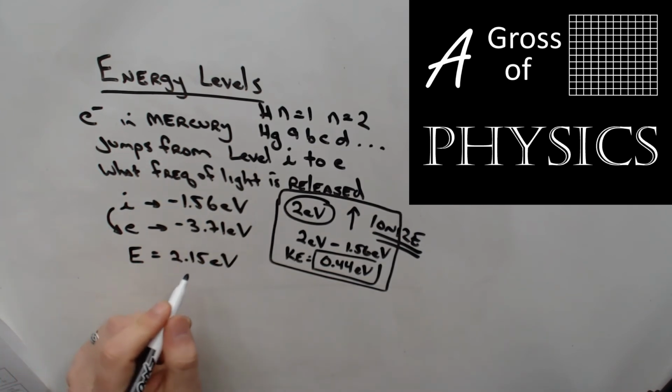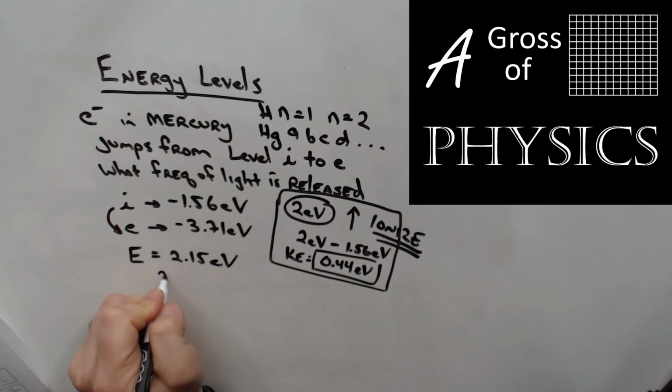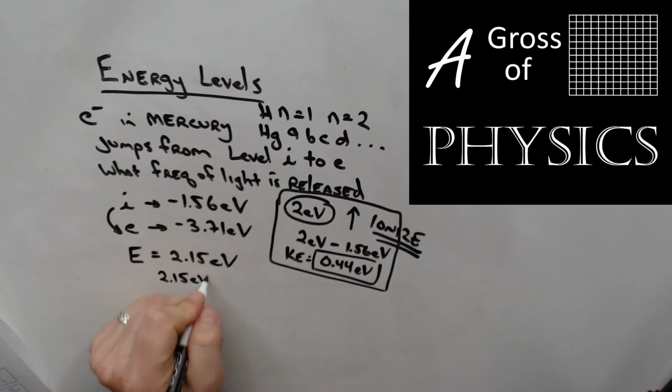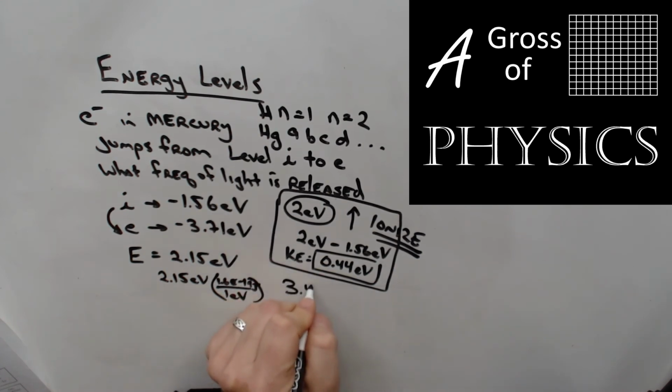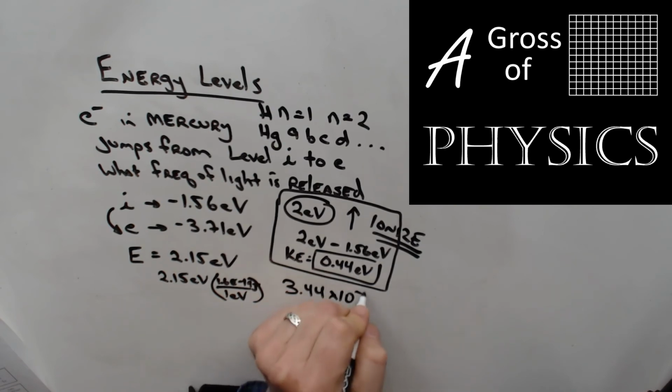Now that energy needs to be converted to joules. And I'm going to use my conversion factor, 2.15 eV, where 1 eV is 1.6 e negative 19 joules. So times 1.6 e negative 19. And I have 3.44 times 10 to the negative 19 joules of energy.